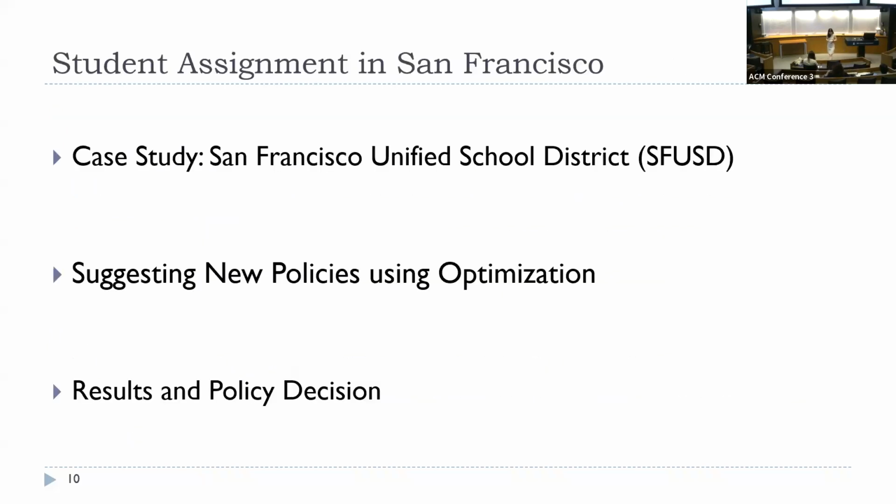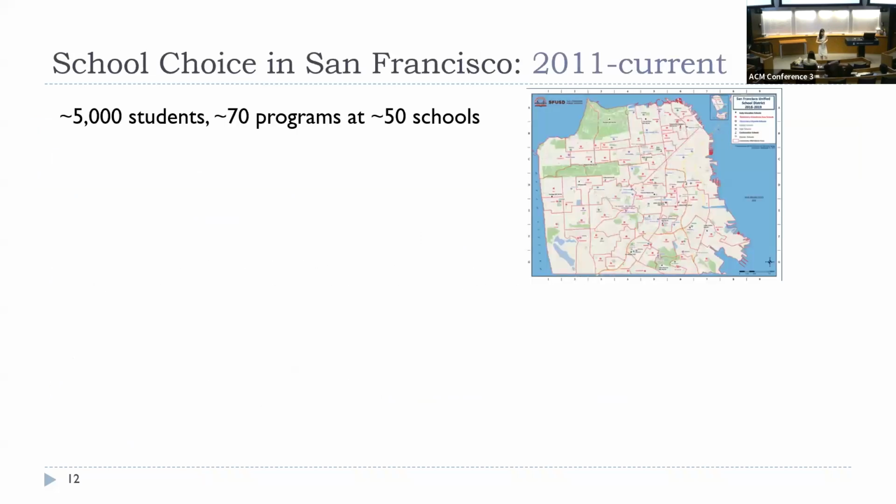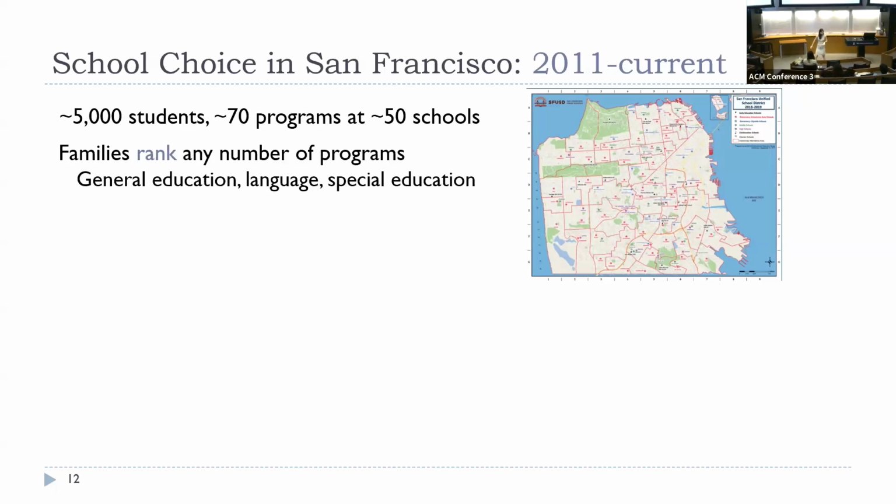Okay. So with all of that, let me jump into what we did with the San Francisco School District. Currently in San Francisco, there are about 3,000 to 5,000 incoming kindergarten students every year. 5,000 was pre-COVID, it's dipped to about 3,000 to 4,000 now. And they apply to, depending on how you count, about 70 general education programs, about 50 different schools. Families can rank any number of programs. If we're looking at general education, language, and special education, there are about 150 different programs.